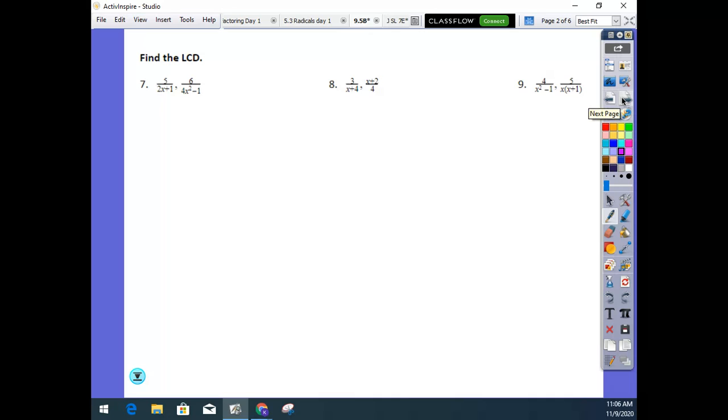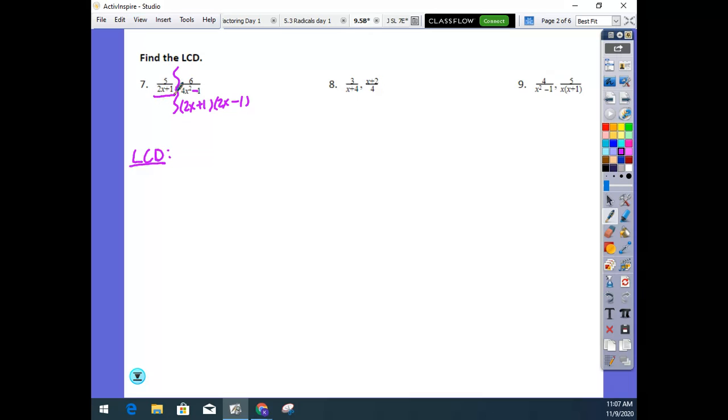Now let's start with the fraction part. Your least common denominator is built with factors. 2x plus 1 is already factored. There's nothing more I can do with it. 4x squared, though, this is the difference of 2 squares. So we're using our squares, 2x and 2x, plus 1, minus 1.